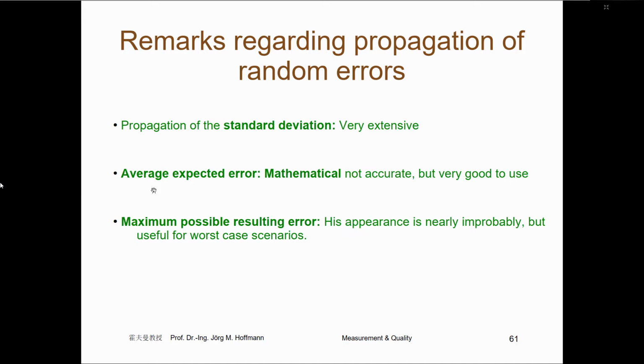So, then we have the second, the average expected error. This is mathematically not accurate. We use the same formula as the propagation of the standard deviation, but we put in errors which come from other sources. A half of the resolution, plus minus a half of the resolution, or an error class from electrical devices. We have, in most cases, only an error class, not a standard deviation. And we put this error from other sources in the same formula.